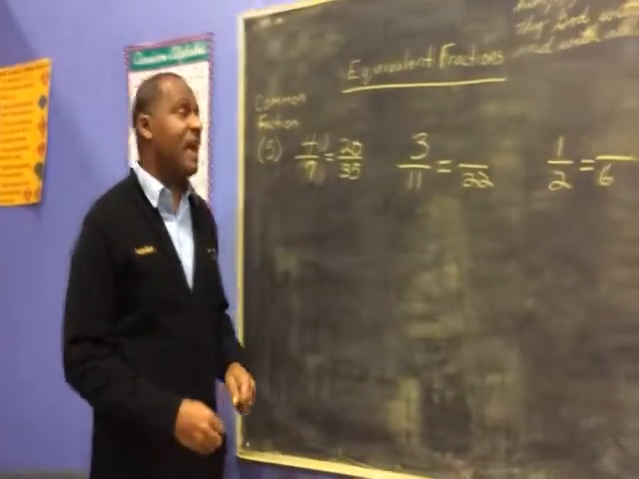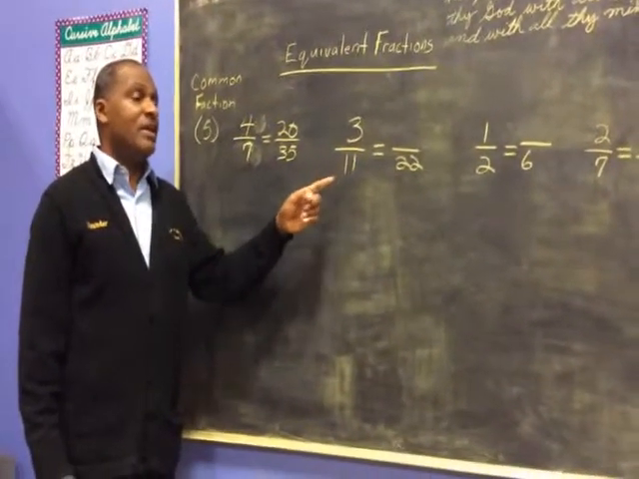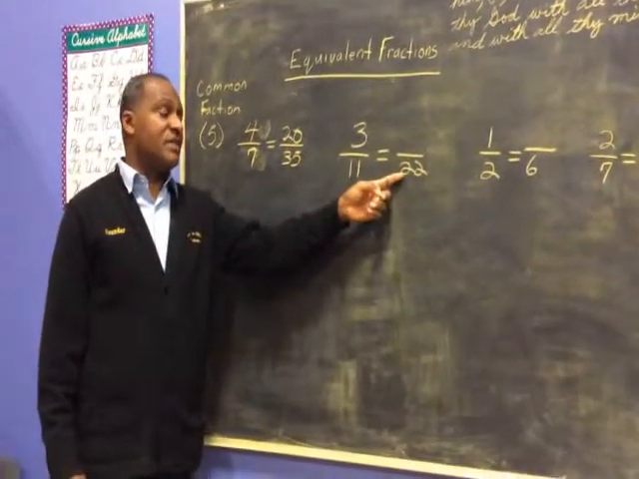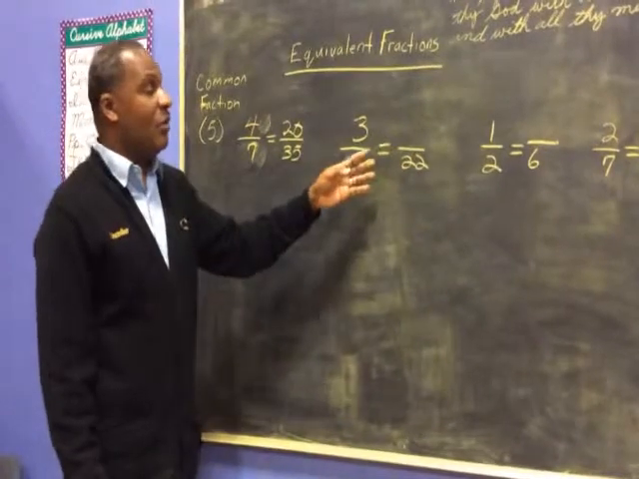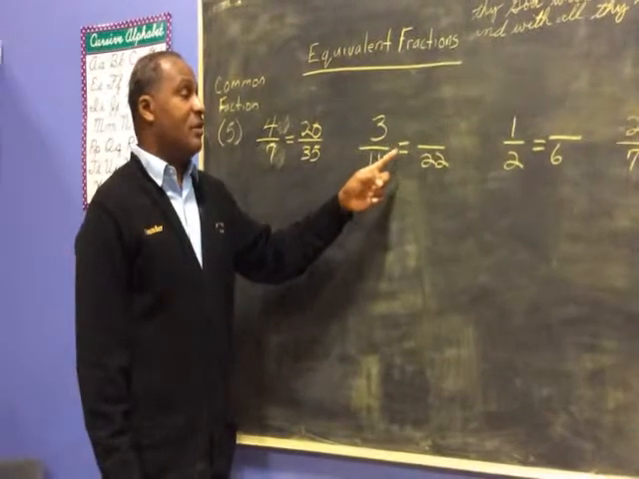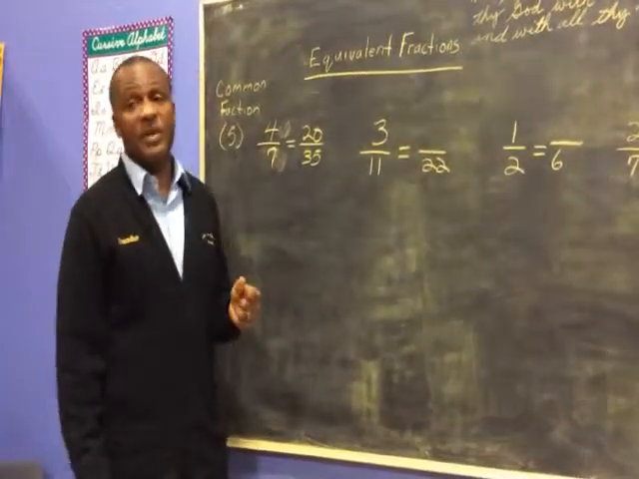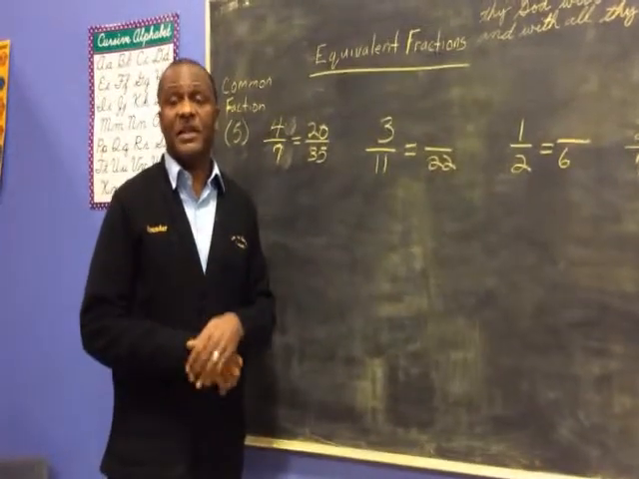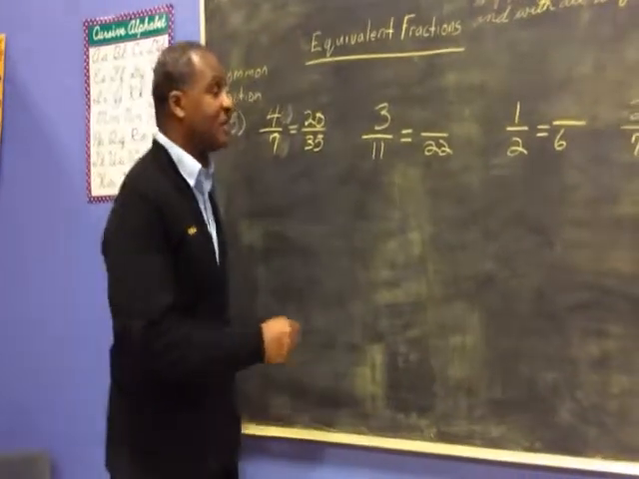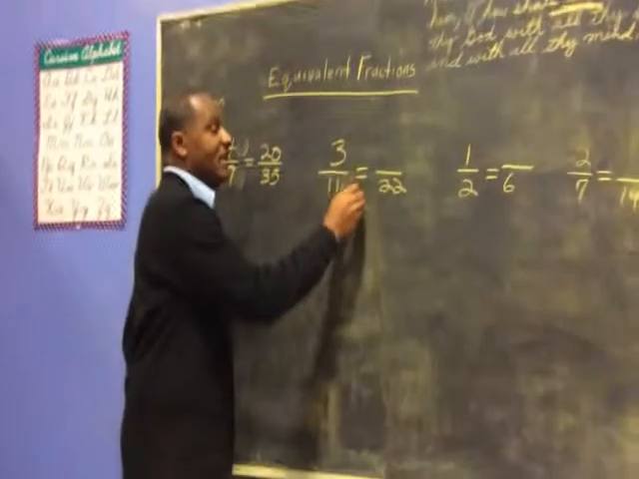Okay, let's find the common factor for the number 3 over 11. The denominator and the equivalent fraction is already provided for us. So what we want to know is what number did we multiply times 11 to give us 22? Or what common factor times 11 will give us 22? What do you think the common factor is, Faith? 2. Okay, so the common factor is going to be 2. So 2 times 11 equals 22.